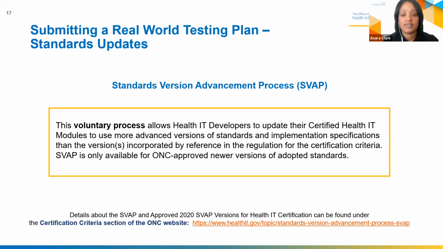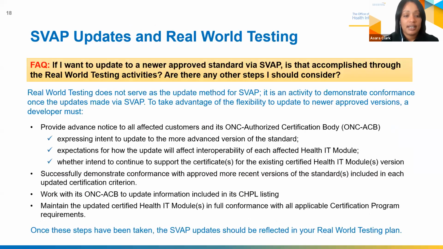So when you're doing your updates via this flexibility, where ONC puts out newer versions of standards that they've approved, you take advantage of that flexibility and you update your certified health IT. You're going to account for these updates in real world testing as well. We have a link to more information on this SVAP process at the bottom here, but we just want to talk about it and how it relates to real world testing.